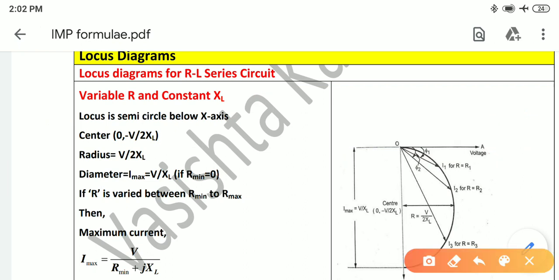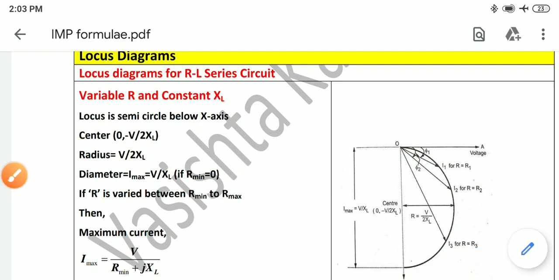The semicircle has a center at 0 comma minus V by 2XL, and the radius is V by 2XL. The diameter is the entire span, given by 2 times the radius, therefore V by XL. This is called the maximum current. The diameter on any locus diagram gives the maximum current value. Therefore the diameter is the maximum current, V by XL, if the minimum value of resistance is 0.